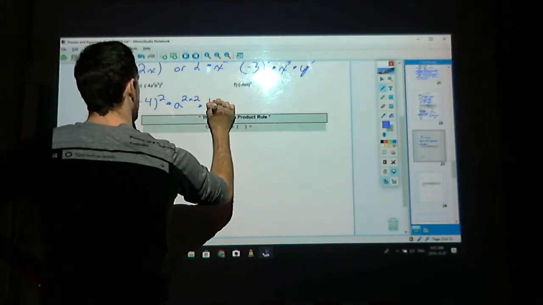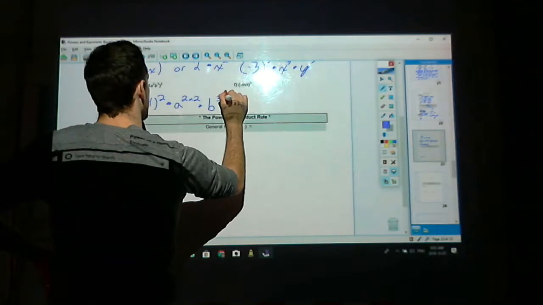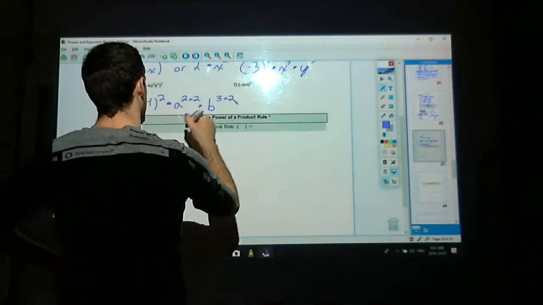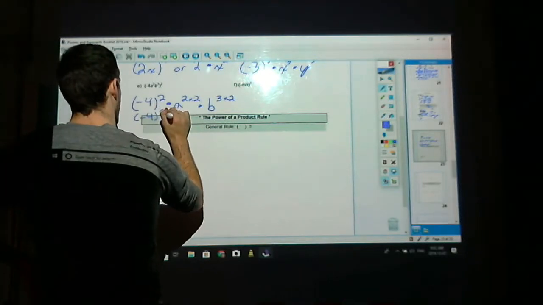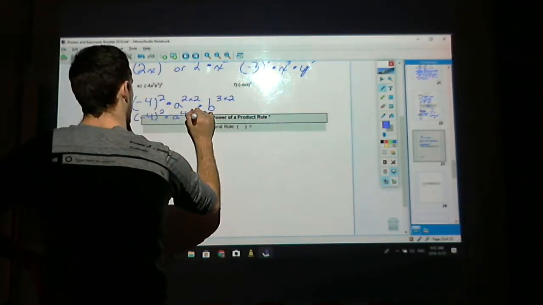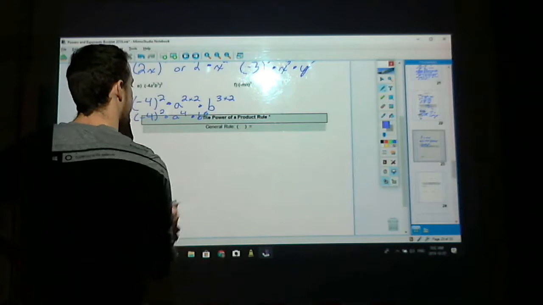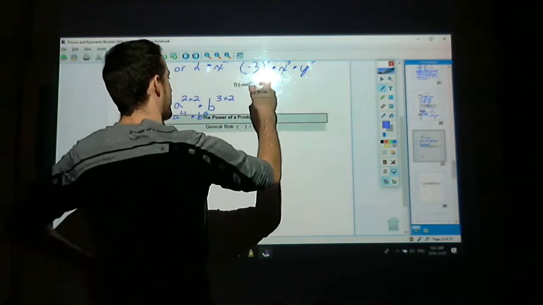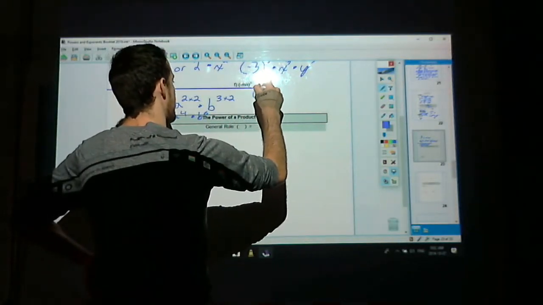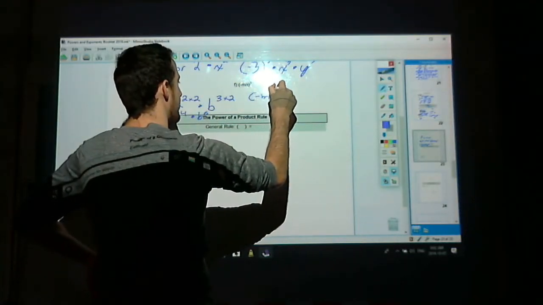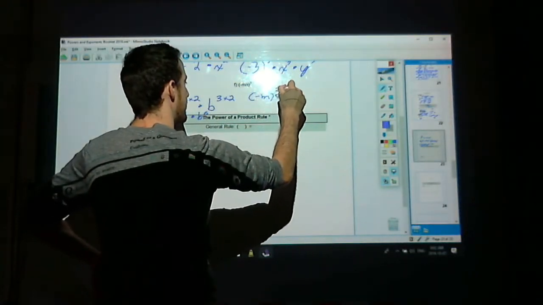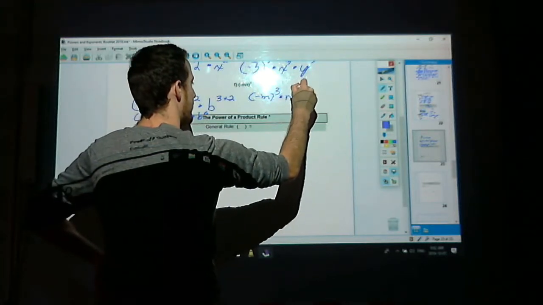We have b to the power of 3 to the power of 2, so 3 times 2. We can simplify this as negative 4 to the power of 2 times a to the power of 4 times b to the power of 6. Okay, last example here, negative m to the power of 3 times m to the power of 3.